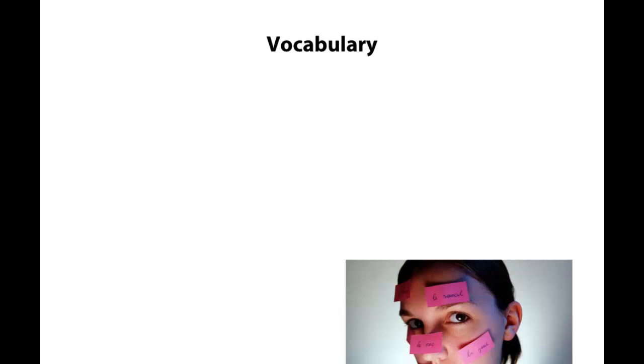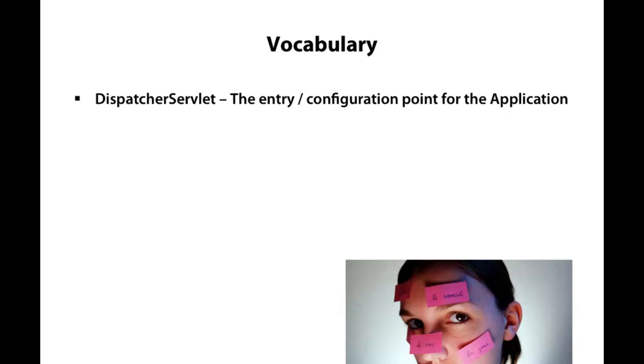So let's talk about some of the vocabulary that we have associated with Spring MVC just to clear some things up, because we're going to use these terms throughout the rest of this course. We have a dispatcher servlet. The dispatcher servlet is our entry or our configuration point for the application. It also happens to be our front controller, as we talked about in our request response lifecycle.